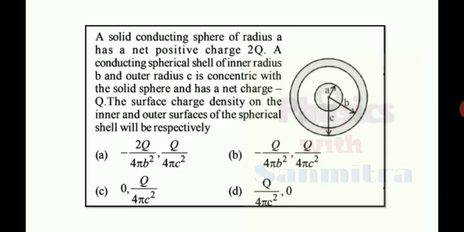Now the last question: a solid conducting sphere of radius 2a has a net positive charge 2q. A conducting spherical shell of inner radius b and outer radius c is concentric with the solid sphere and has a net charge q. The surface charge density on the inner and the outer surface of the spherical shell would be. See, this is a question of charge distribution. Let me show you how to solve this.